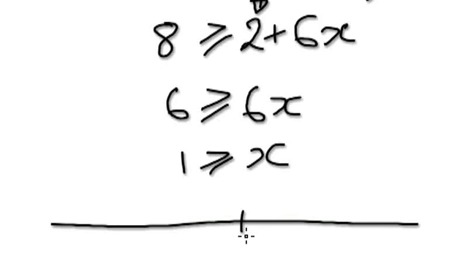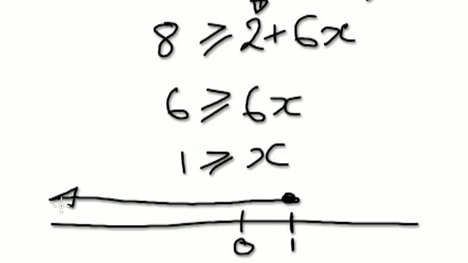So your number line will look something like this. 0 here. Critical point is 1. Well, remember, you've got to look at x. X is less than or equal to 1. So your diagram will look something like this.